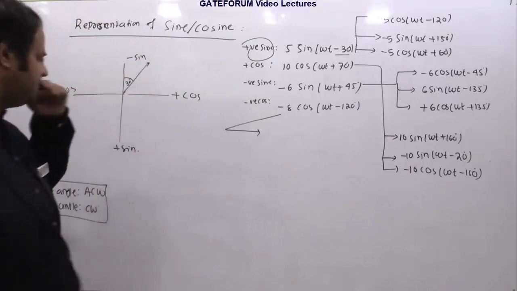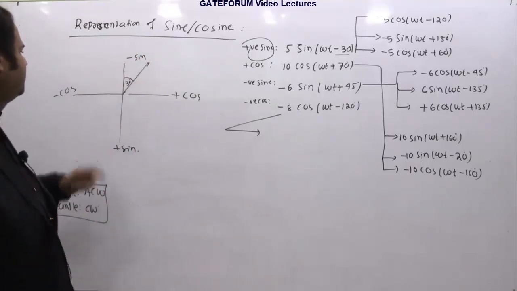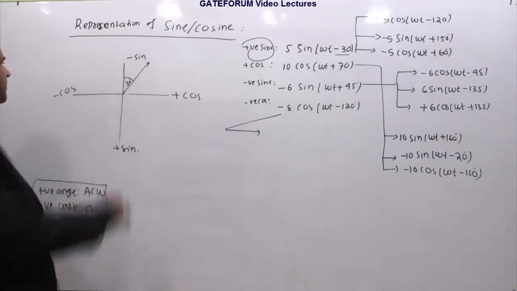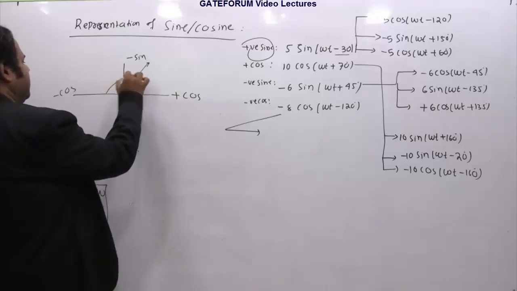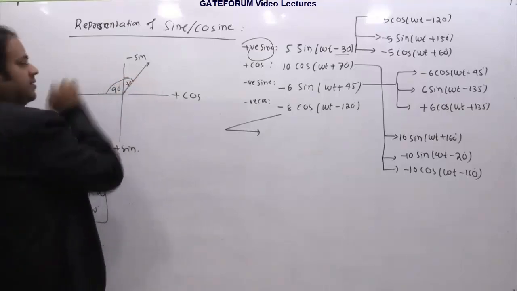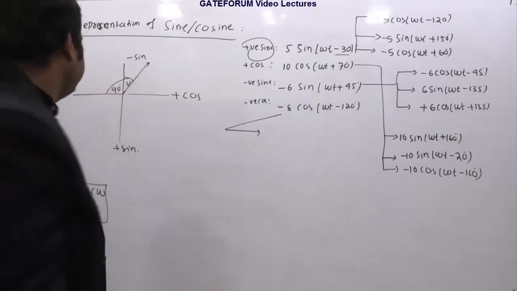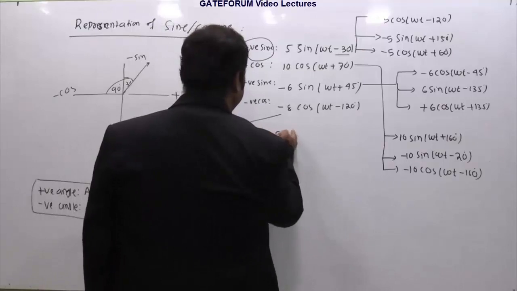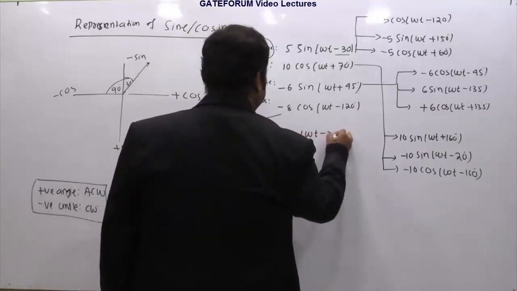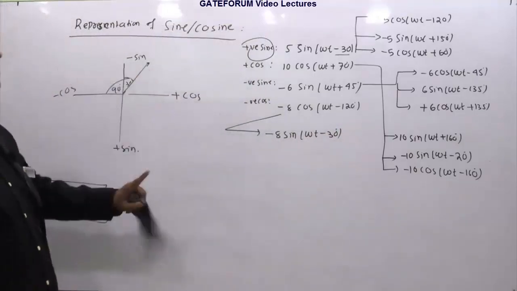So how to represent this in the other three formats? If I want to write this in the negative sine, what will this be? From negative sine this will be a 30 degree movement itself. Because this angle is 120, right? This angle is 120 we are telling. If this angle is 120, this is 30 and this is 90, right? So total 120 in the clockwise, this is that minus 120. From negative sine if you check, this will be minus 8 sine of omega t minus 30 degrees. Right? From here it is 30 degrees in the clockwise, that's why minus 30.